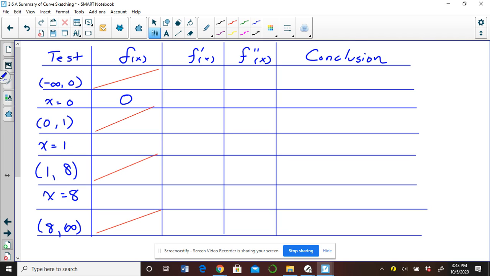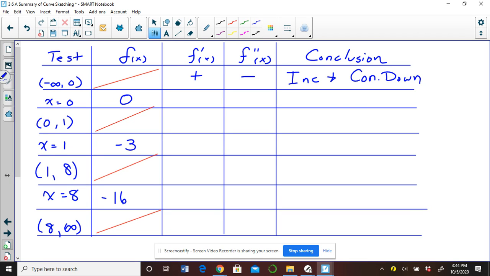At 1, if we were to plug in 1, we get -3 for our function. At 8, we get -16 for our function. So that's plugging the x value into the initial function to figure out the y values. So now, on the interval -infinity to 0, let's say -1, f prime is positive, f double prime is negative. Because f prime is positive, we know our function's increasing. And because we know f double prime is negative, we know this is concave down.